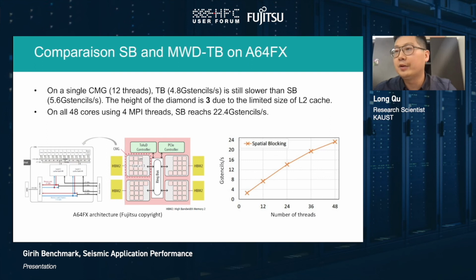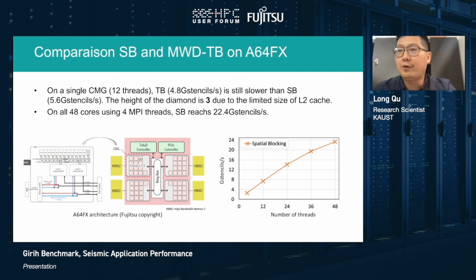For this reason, we also compare both stencil techniques on a single CMG, which means 12 cores of A64FX. Due to the limitation of L2 cache inside a single CMG, we can only set up very small diamonds for MWTB. Although MWTB performs much better, it still cannot beat SB.